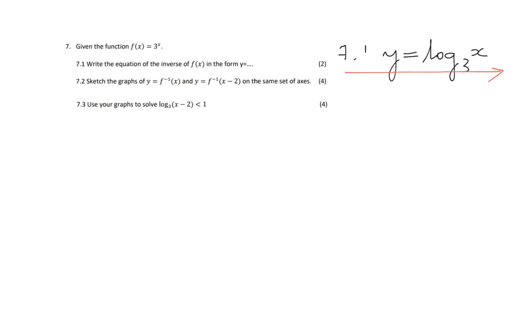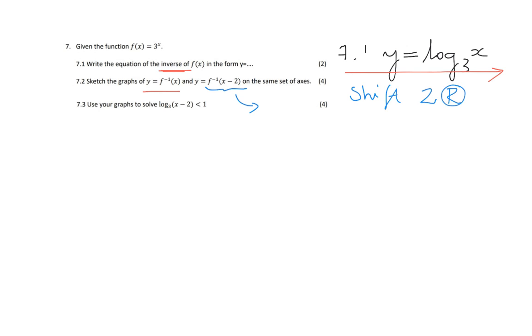Question 7.2 is slightly different. That's why we are looking at this question, and we are asked to sketch two graphs. The graph of f to the minus 1. So they're testing you to know that you understand that the inverse has the symbol f to the minus 1. And then they're asking you to sketch the graph of f to the minus 1 of x minus 2. So what happens if I have x minus 2? Well, we have a shift or a translation of 2 units to the right. My graph moves 2 units to the right.